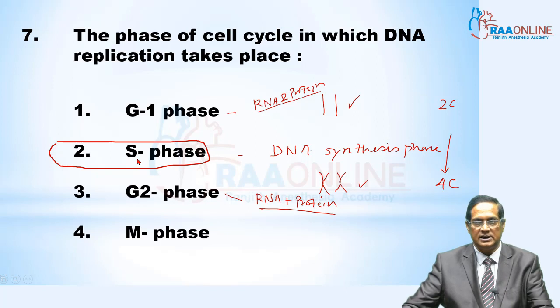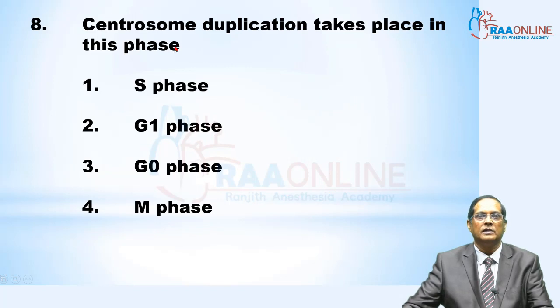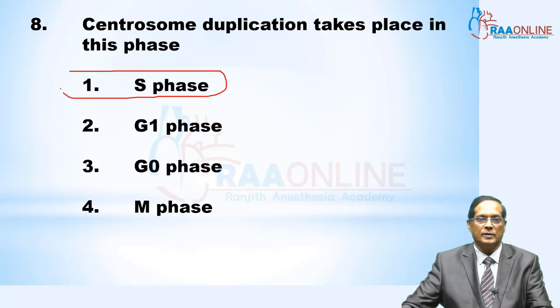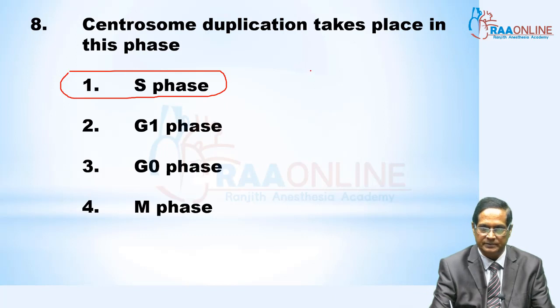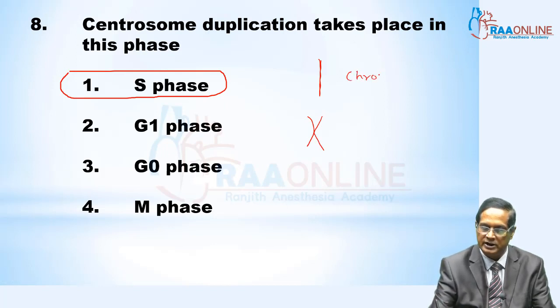So S phase is the DNA synthesis phase. When DNA duplicates, then only chromosome duplication takes place. So my answer is S phase. But the physical number doesn't change. Suppose at G1 a chromosome is with 1 chromatid, then after the S phase each chromosome is with 2 chromatids. This is the only difference.